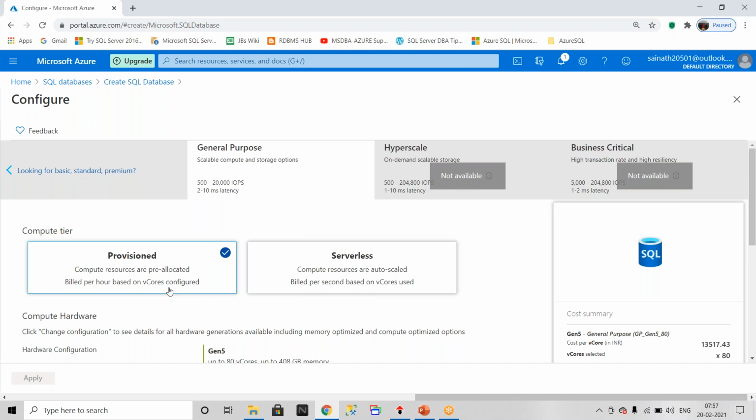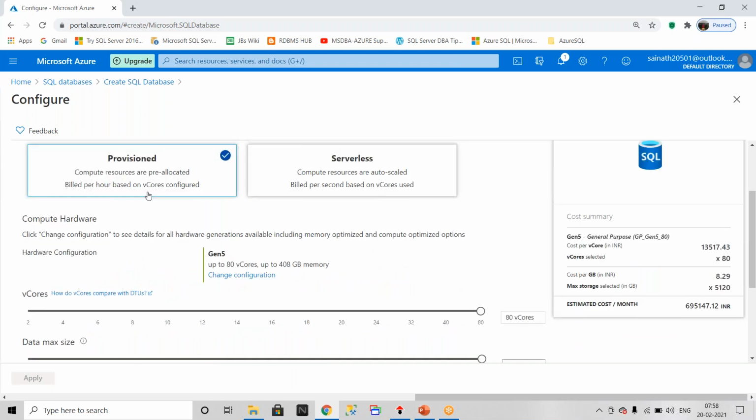So, getting everyone? When you go for provisioned, Microsoft is allocating a VM for you, and it is going to allocate all the resources like CPU, memory, and storage. That cannot be used by any other resources. So when you go for provisioned, we have hardware configuration again.